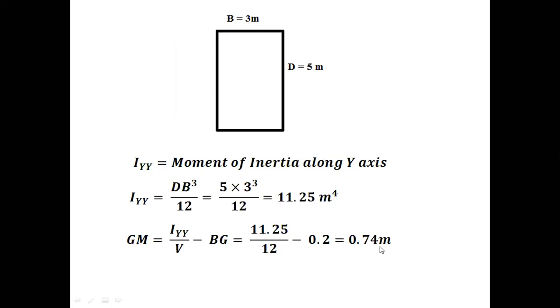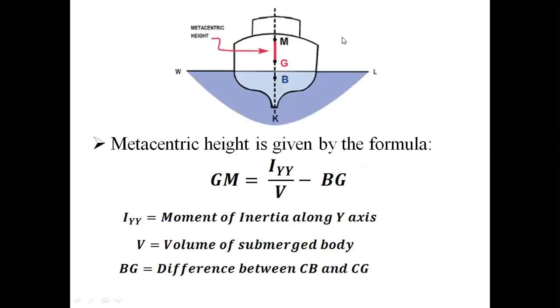Sometimes in the problem, they might ask you to state the equilibrium condition. That means whether it is stable, unstable, or in equilibrium. If the metacentric height you get is a positive value, that means if you see this diagram, if you get this GM as positive, the metacenter is going to lie above the center of gravity.